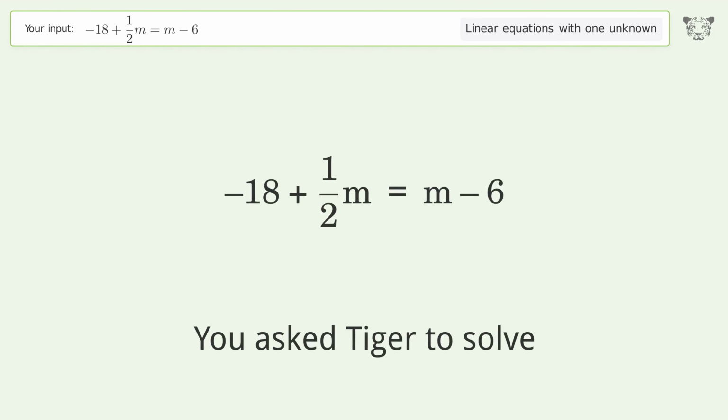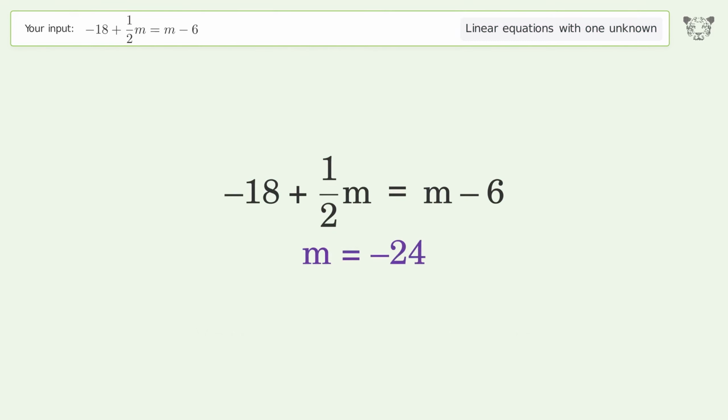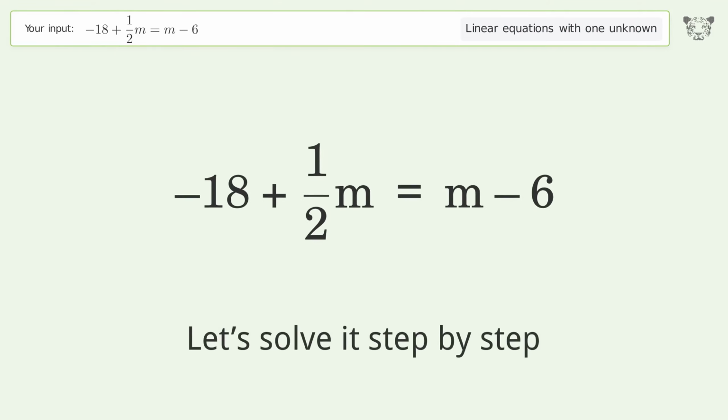You ask Tiger to solve. This deals with linear equations with one unknown. The final result is m equals -24. Let's solve it step by step.